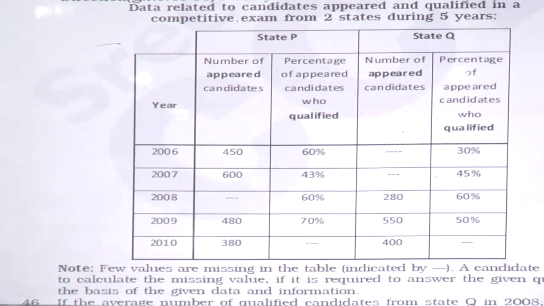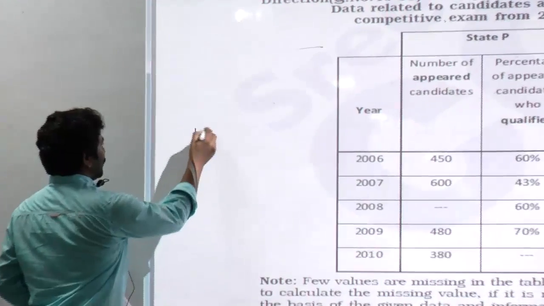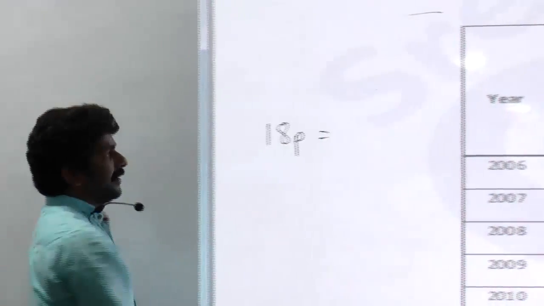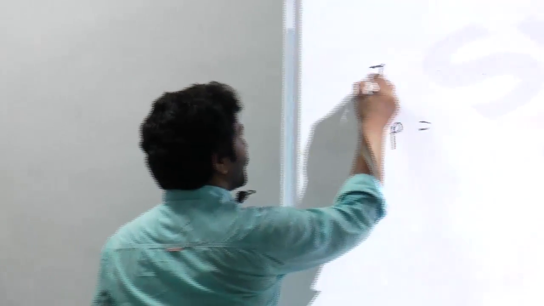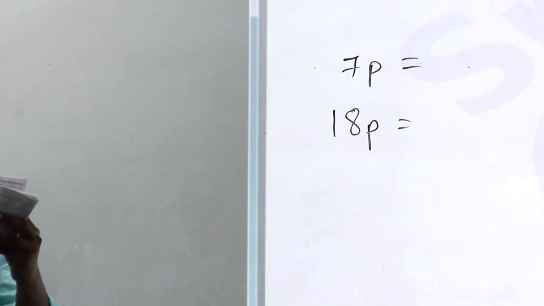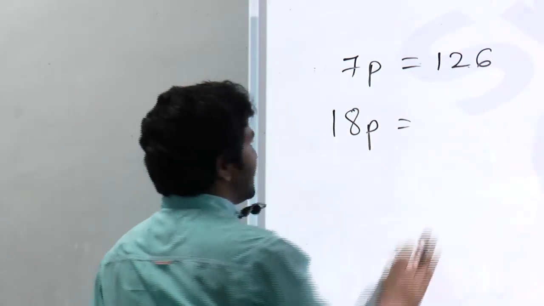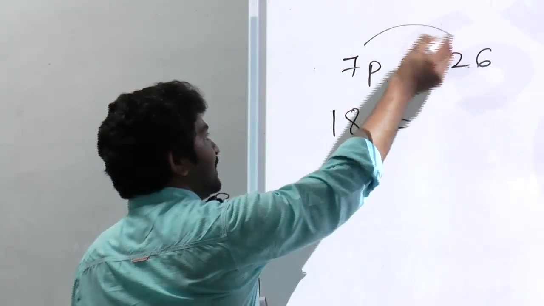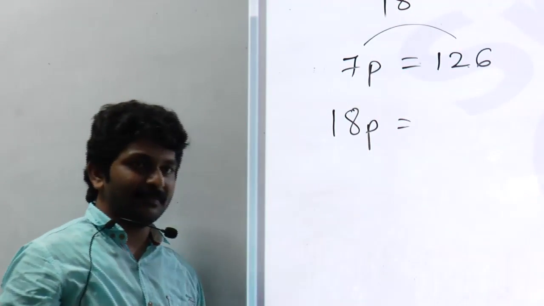60%. And then what is that you are given in ratio? Ratio between male to female is 18 parts. Yes or no? 18 parts. Hold it. Total candidates, female and male, who have qualified in the exam are 18 parts. And female are 7 parts. You are given 7 parts, right? Female candidates who qualified from state P in 2008 is given as 126. 7 once and then 18 times.